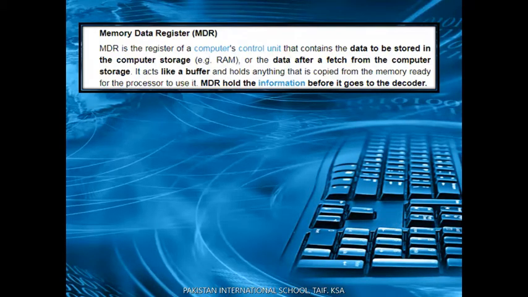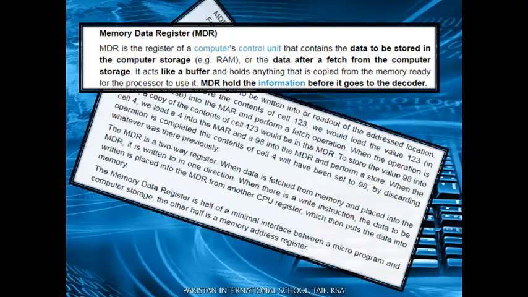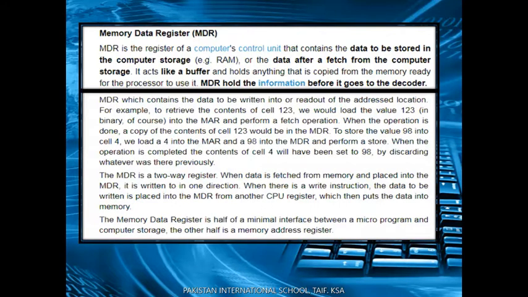MDR is the register of a computer's control unit that contains the data to be stored in the computer storage like RAM, or the data after it is fetched from the computer storage. It acts like a buffer and holds anything that is copied from the memory, ready for the processor to use it. MDR holds the information before it goes to the decoder. Decoder means the converter, which is used to convert the instruction. MDR contains the data to be written into or read out of the addressed location.